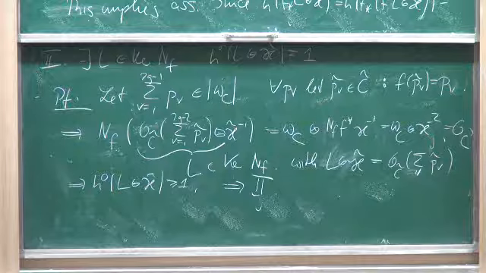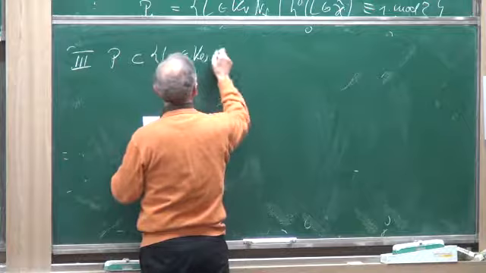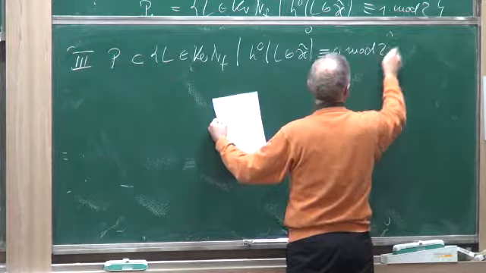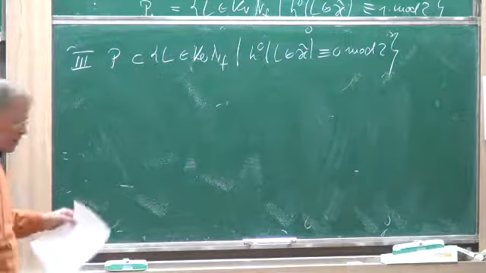Finally, the third step, we have to show that P is actually contained in the set of line bundles such that H0 of L tensor kappa tilde is even. But this is easy. We only have to show that there is one line bundle such that this H0 is even. This is clear.